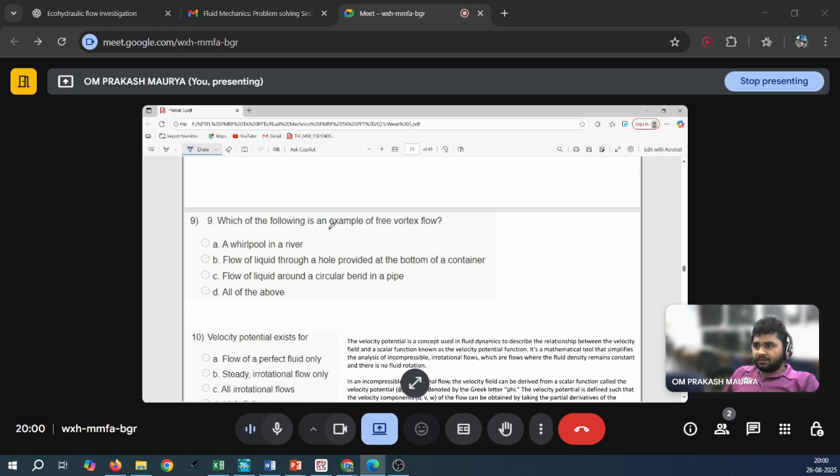Which of the following is an example of free vortex flow? After this question, I'll take a 5 minute break. Which of the following is an example of free vortex flow? Option A, a whirlpool in the river. Option B, flow of liquid through a hole provided at the bottom of a container. Option C, the flow of liquid around a circular bend in a pipe. Option D, all of the above.